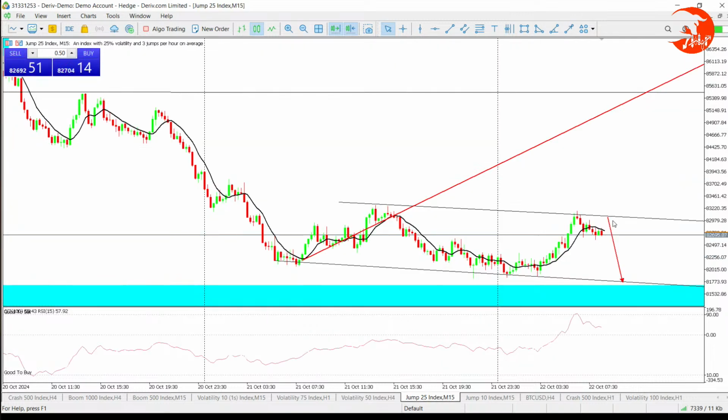V25, I mean Jump 25, the sell is anticipated there, but it's slow momentum. I may not make an entry there.